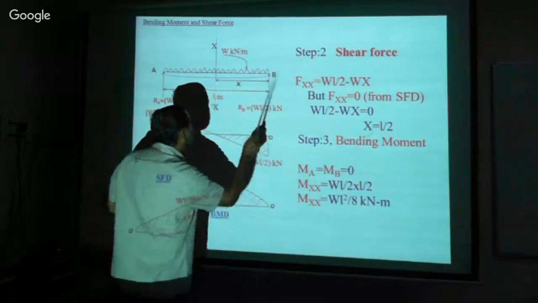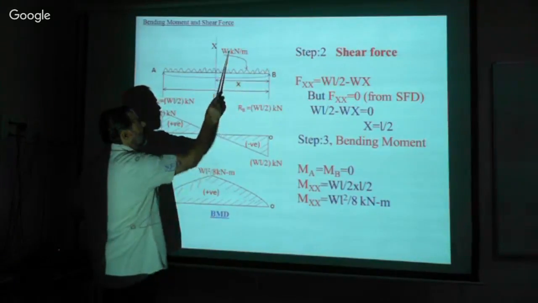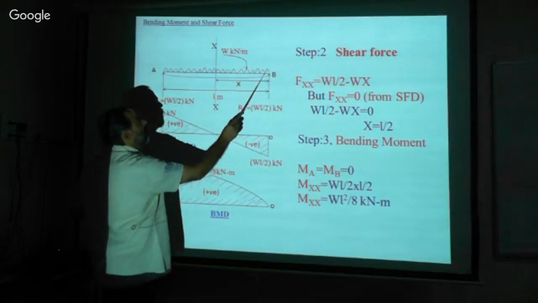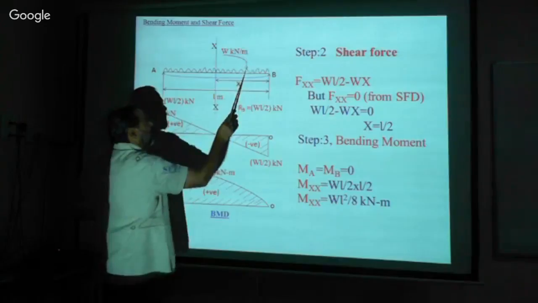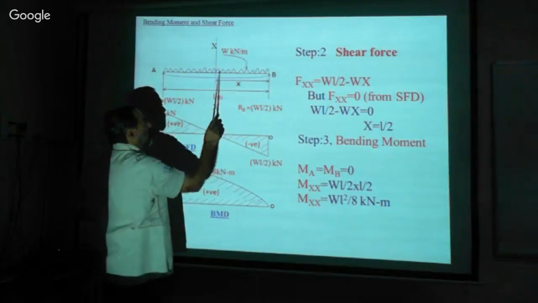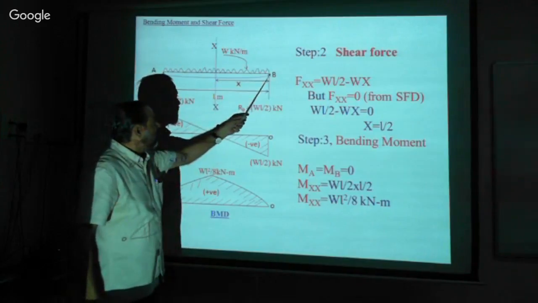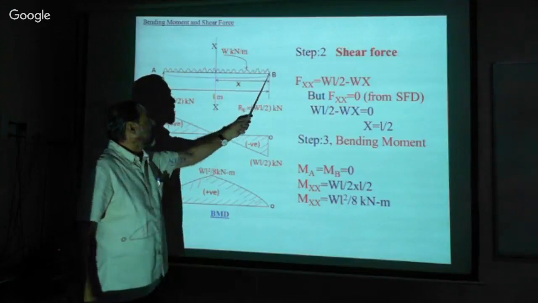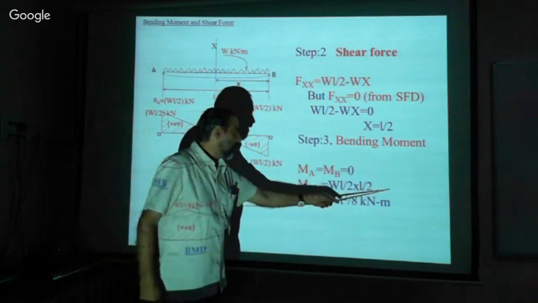Then minus, that is another force here, the UDL, W into L by 2. Total load from here to here is WL by 2. It is assumed to act at the center of that portion, that is L by 4 from here. Now we are converting this UDL into a point load of WL by 2, acting at L by 4. The term is minus, isn't it?